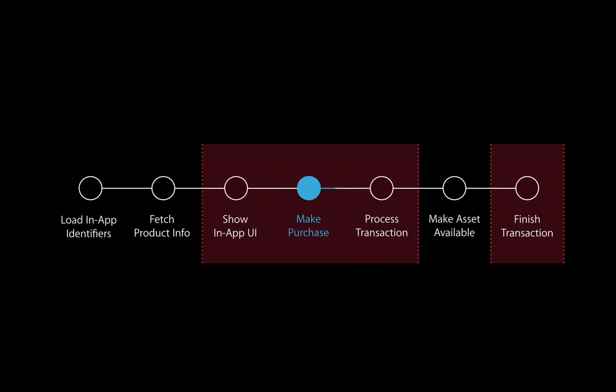Let's move on to the post-sales experience. So we showed a beautiful UI to the user. We enticed them to buy. The buy process was smooth and seamless. Now you've got to make good on what they've paid for. In particular, you need to process the transaction through the payment queue. Then you need to make that asset or content and feature available, and this may mean downloading content. And then, of course, finish the transaction.